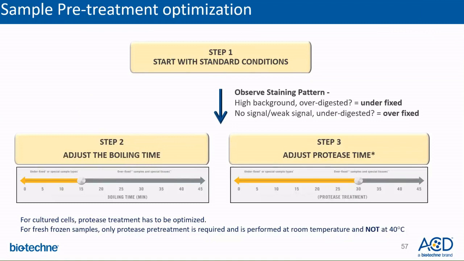If recommendations for your sample type are not available in the user manual, it is always best to start with standard conditions. This will help to set a baseline for how the assay performs, and depending on your results, you can then make recommendations to either scale the pretreatment up or down.